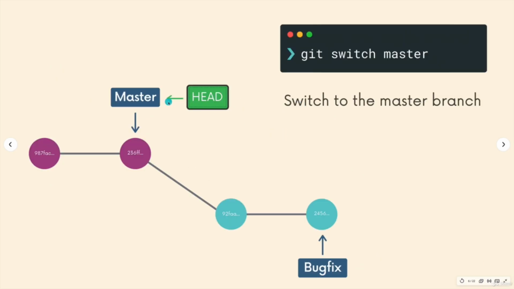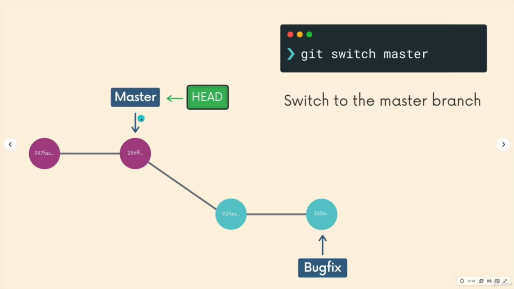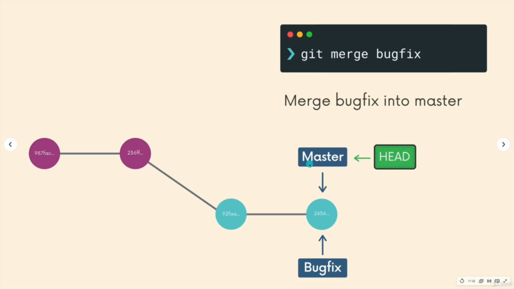So we switch to master, and then I run git merge bug fix. And you can see that master is now pointing at this commit. So it went from there to there. Now this is a very simple type of a merge. The rest of this section deals with other types.